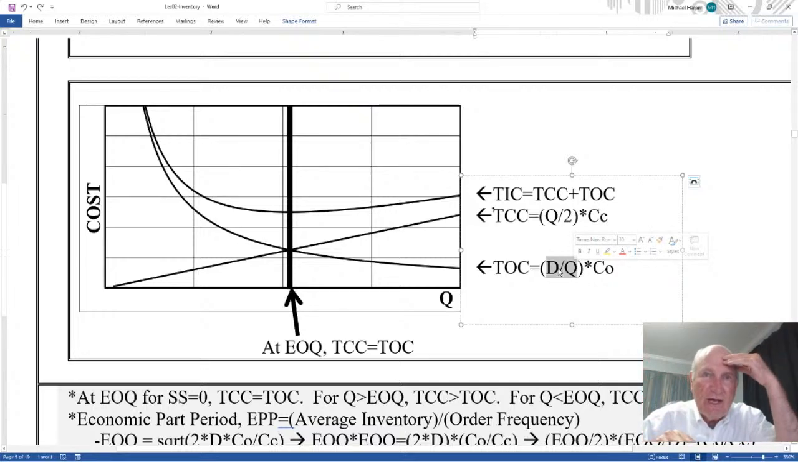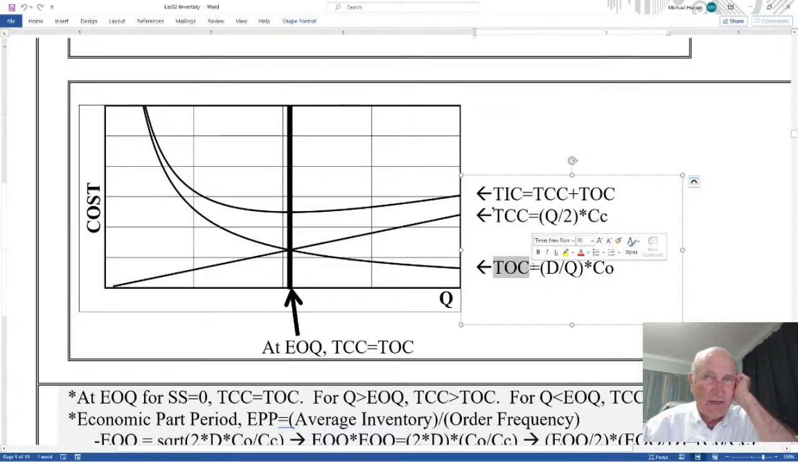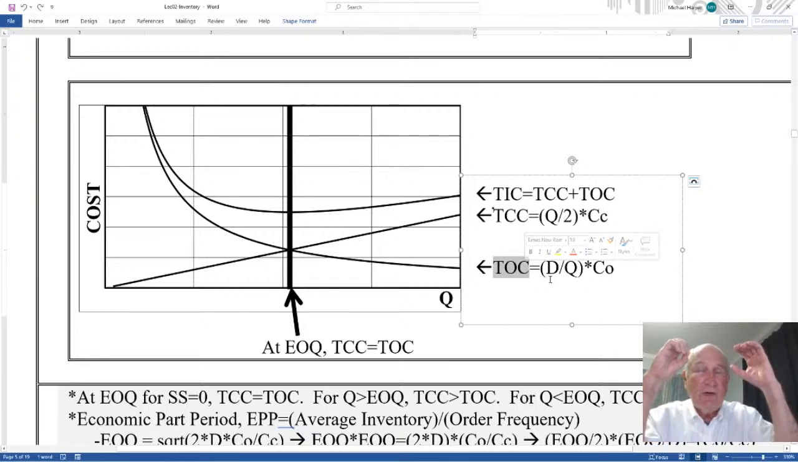How many invoices do I have? How many purchase orders do I have? And then you say, well, this is how much my ordering cost is costing me. So you have your total carrying cost and your total ordering cost, and then you say, okay, are they equal? If they're equal, whatever that Q was, that's optimal.